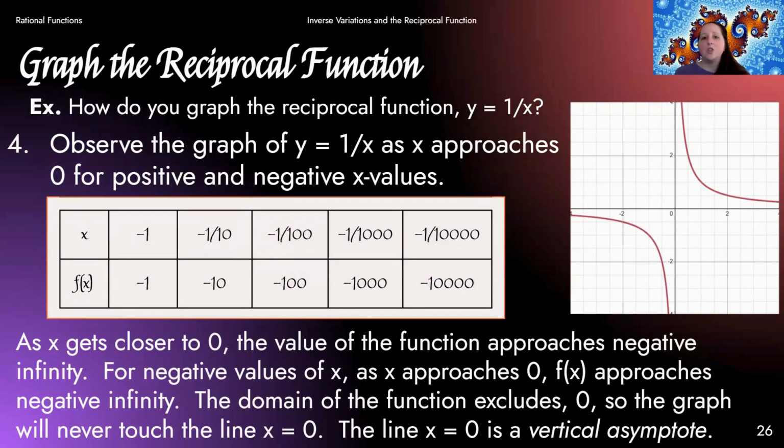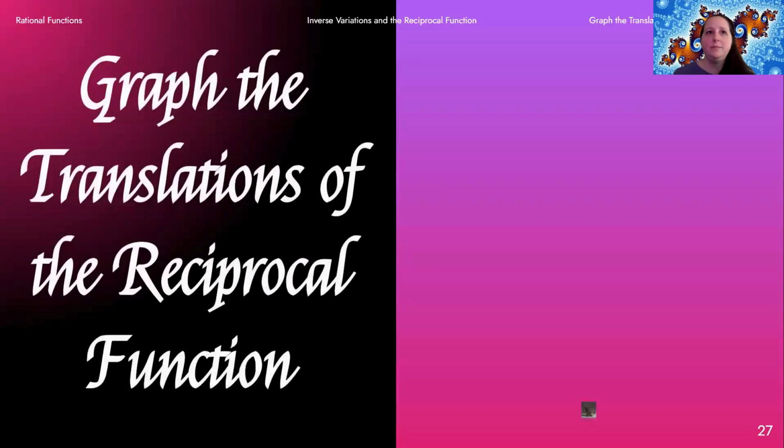The domain of the function excludes 0, so it does not include 0. So the graph will never touch the line x equals 0. The line x equals 0 is a vertical asymptote.